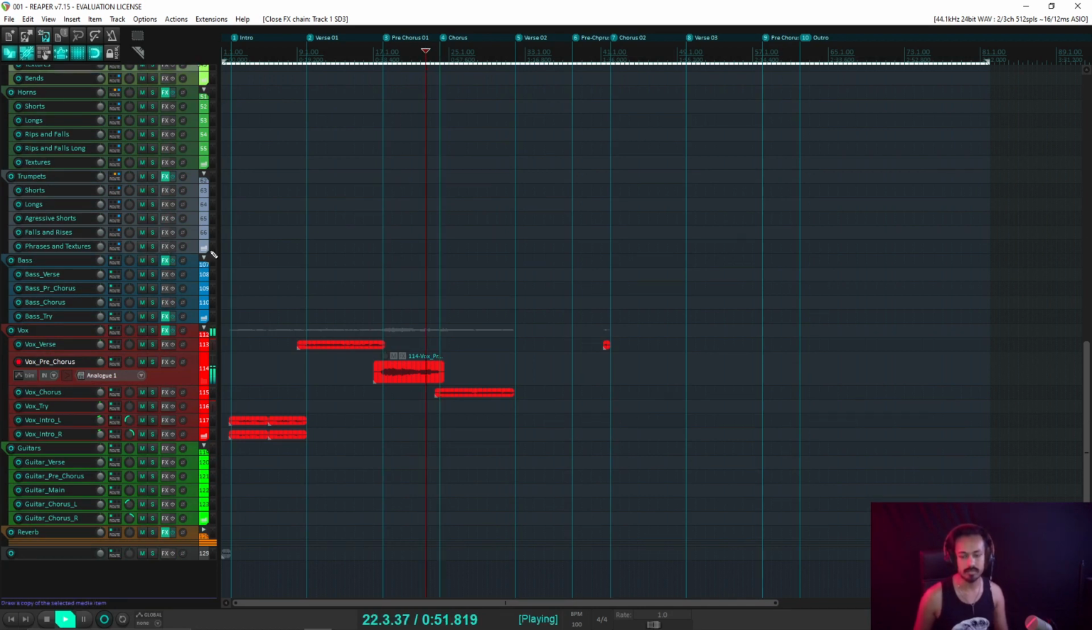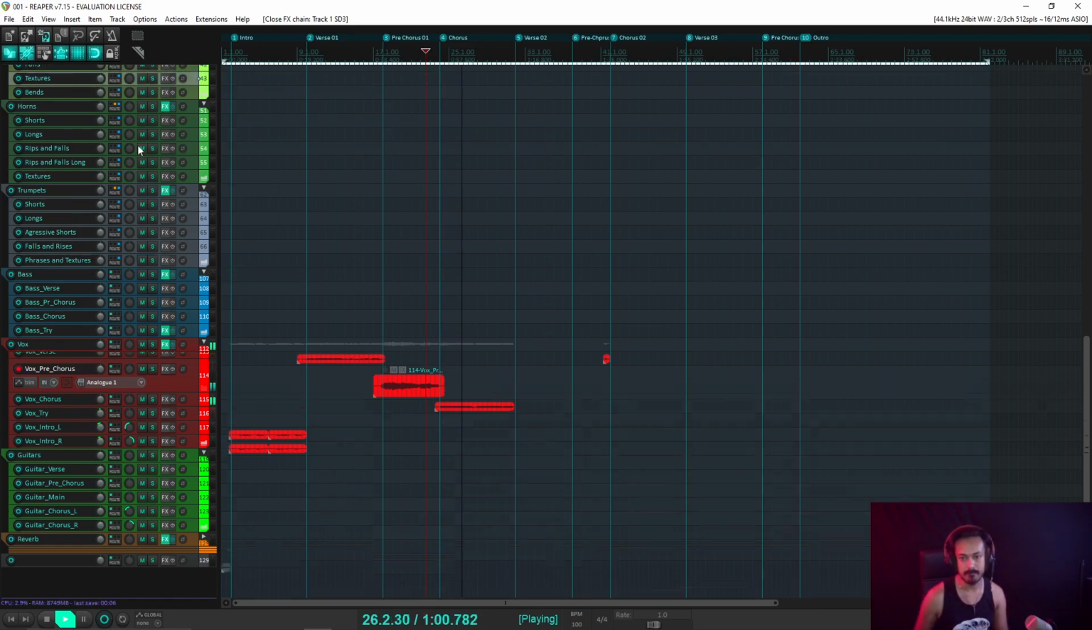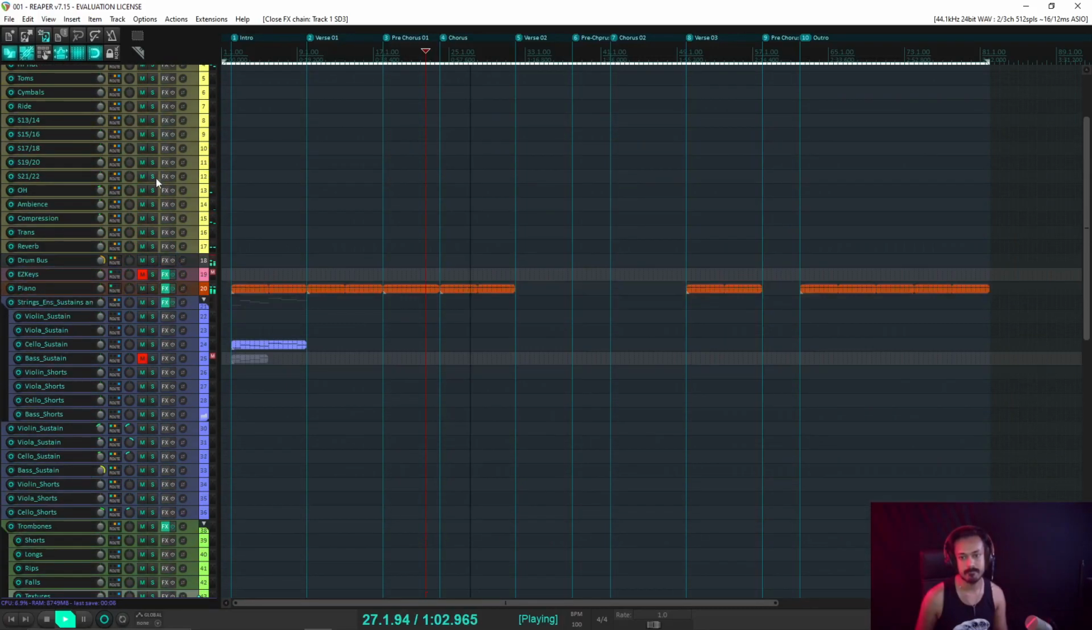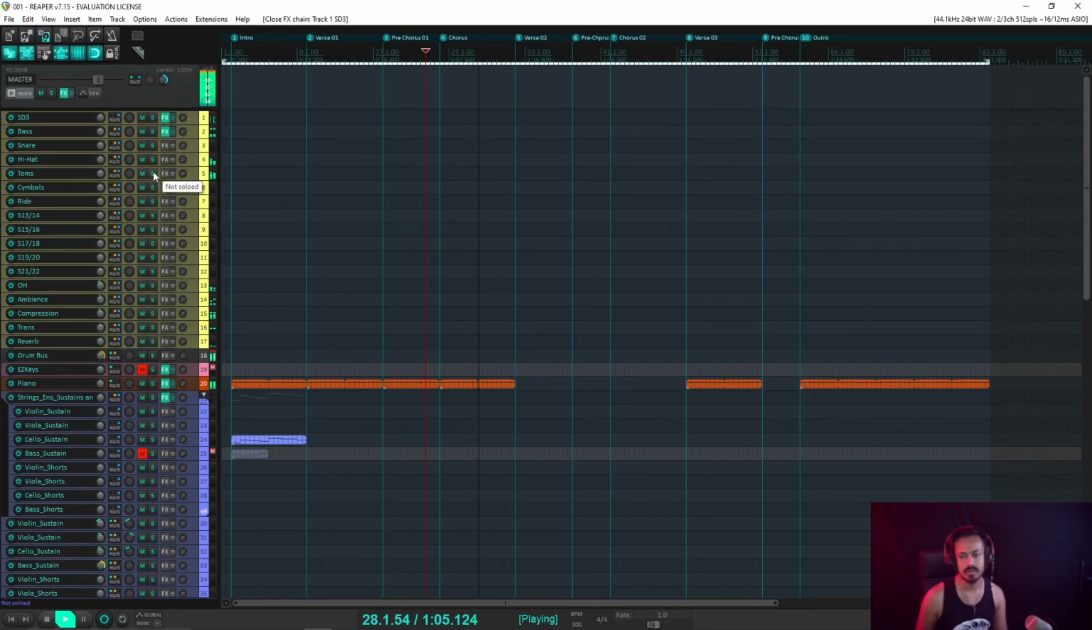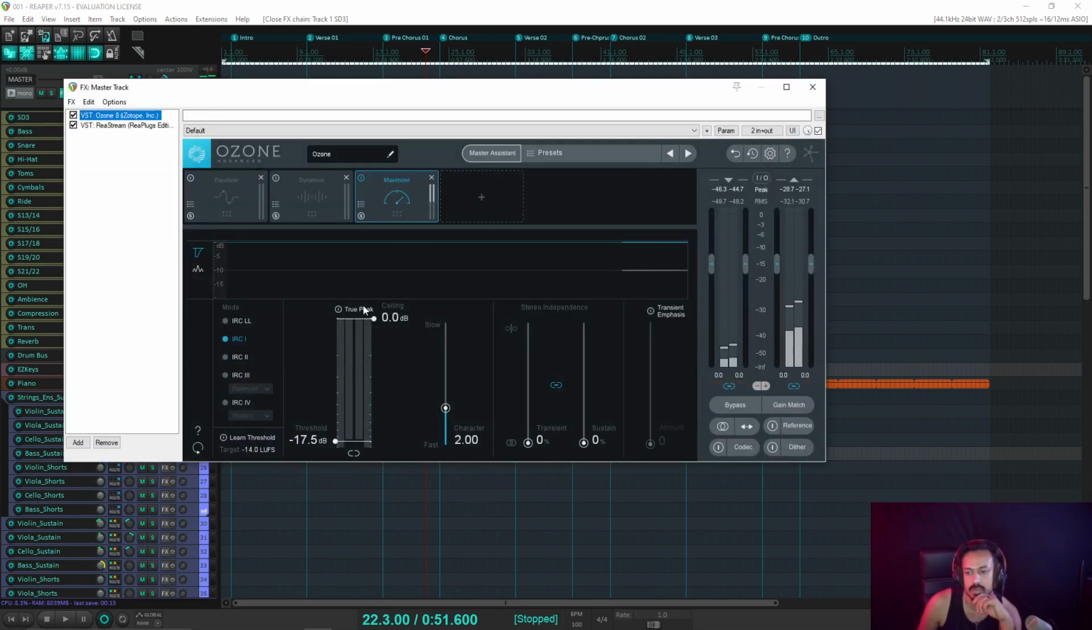So you might be hearing a lot of clipping, and this is probably because of the maximizer. We're just going to give it a little space.